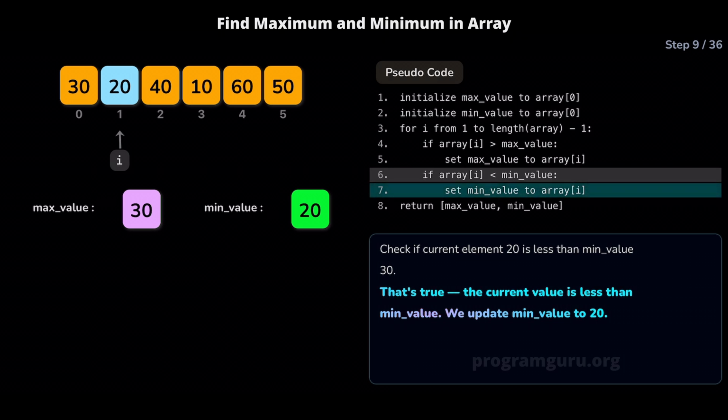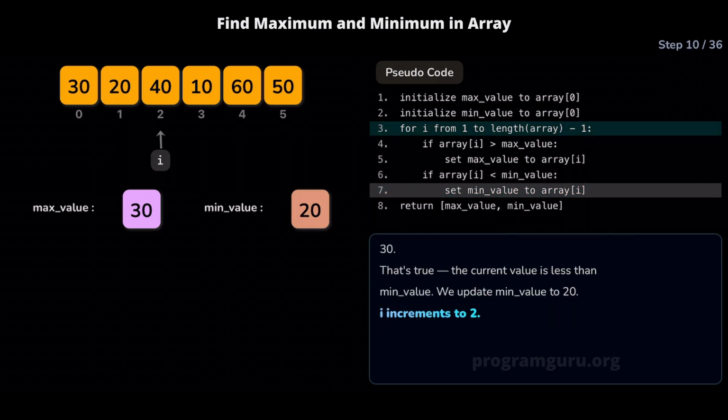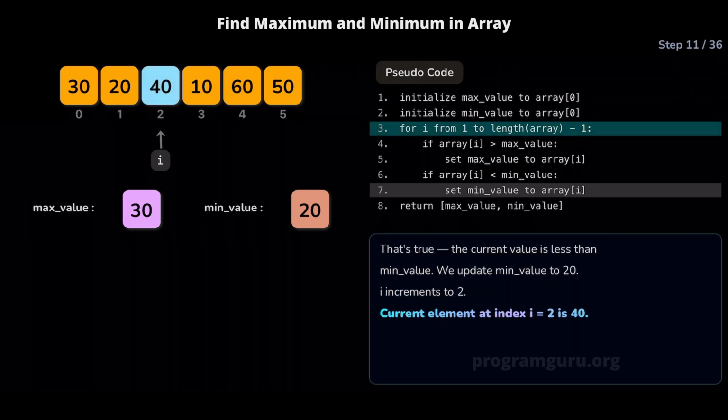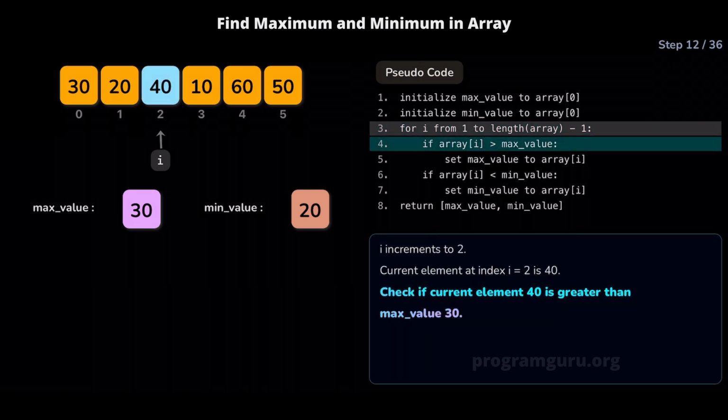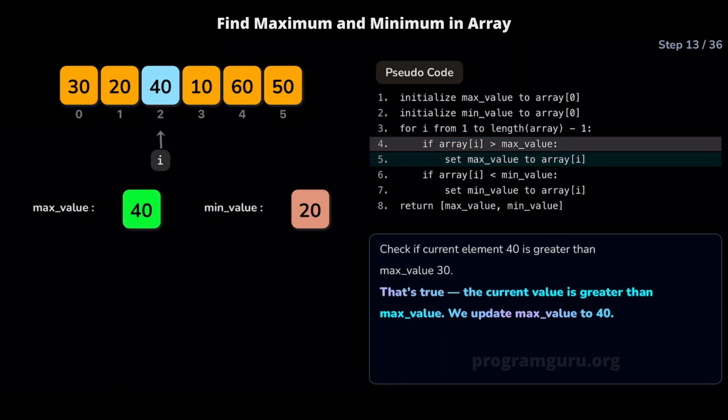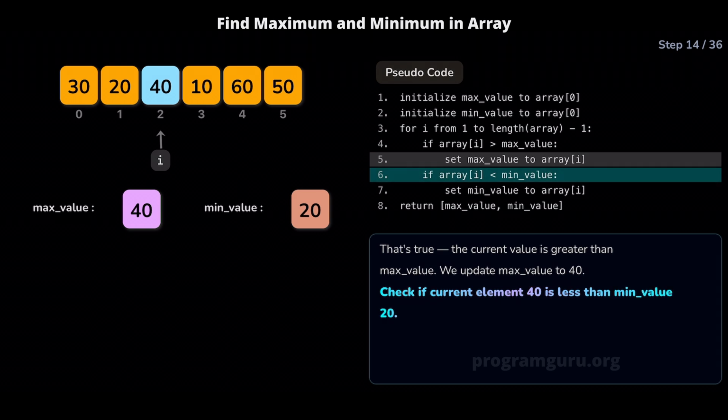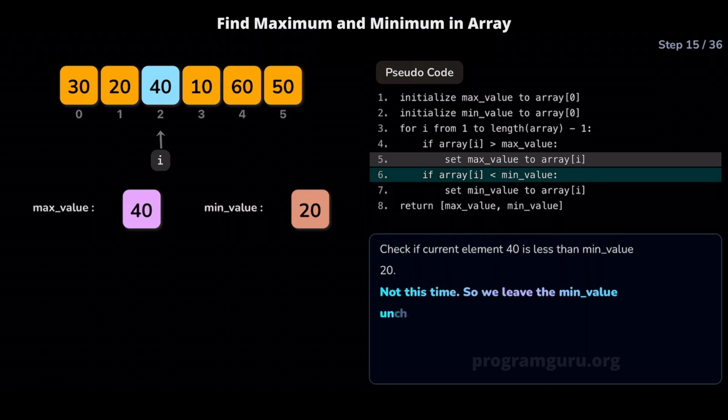i increments to 2. Current element at index 2 is 40. Check if current element 40 is greater than maximum value 30. That's true. The current value is greater than maximum value. We update the maximum value to 40. Check if current element 40 is less than minimum value 20. Not this time. So we leave the minimum value unchanged.